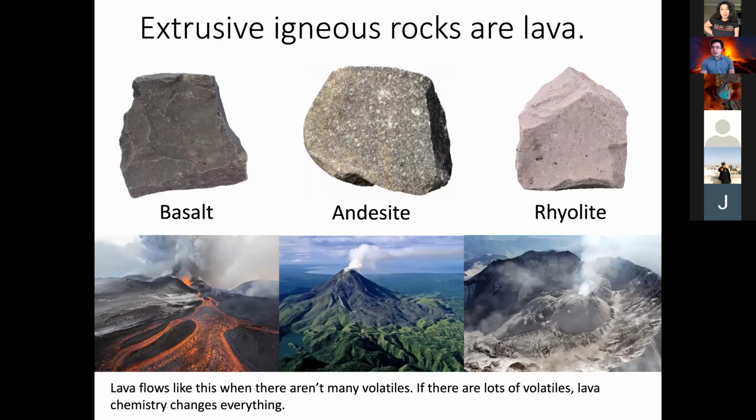So again, extrusive igneous rocks, they are lava. When I'm talking about lava, I'm talking about the things that harden into these: your mafic basalt, your intermediate andesite, and your felsic rhyolite. But the way these things erupt as lava flows is going to be different just because of their viscosity. So here are some pictures of eruptions of each of these styles. They're all effusive. These are all low volatiles eruptions.